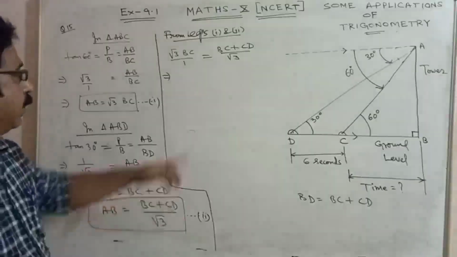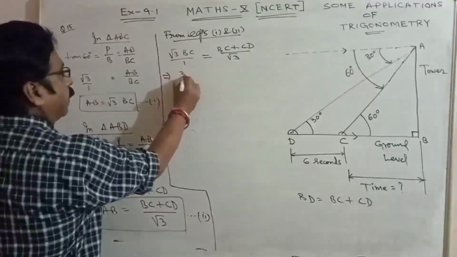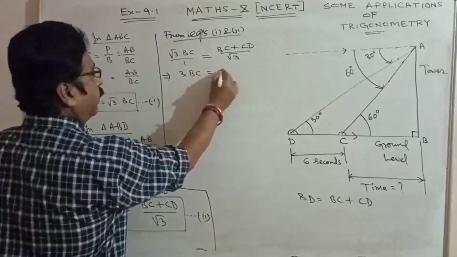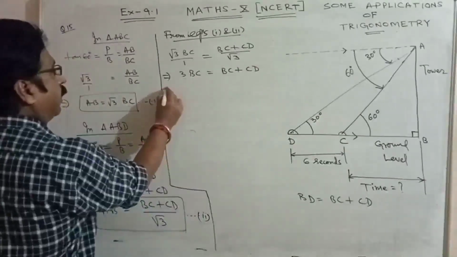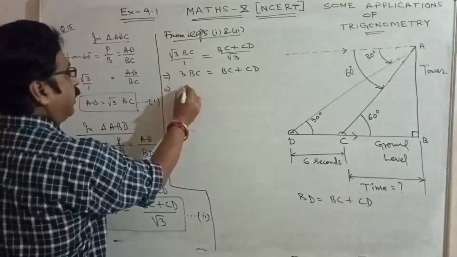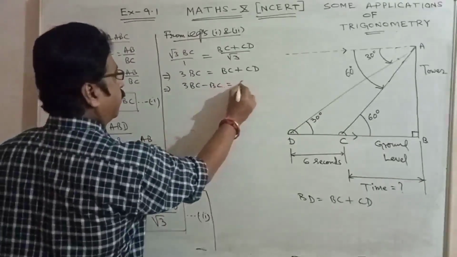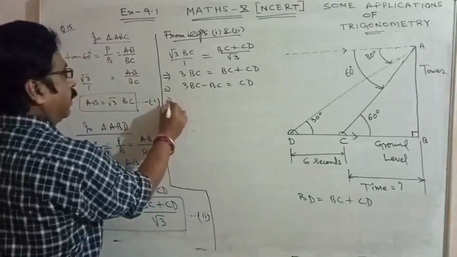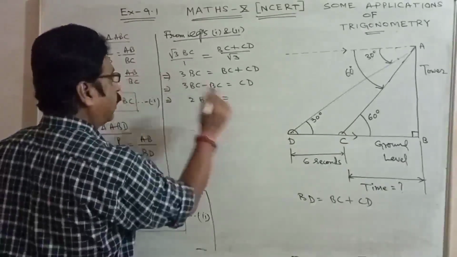Cross multiplication, root 3 into root 3 is 3. 3BC equals BC plus CD. 3BC minus BC equals CD. 2BC equals CD.